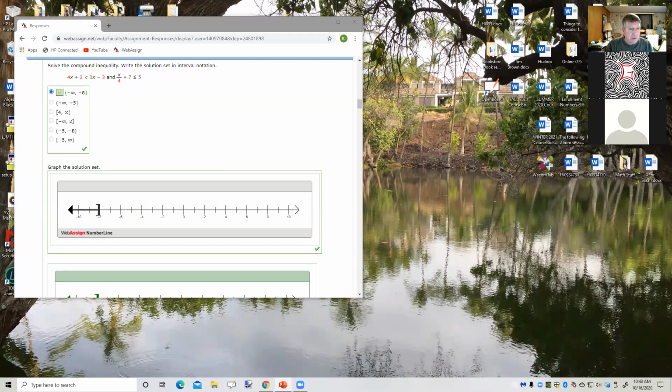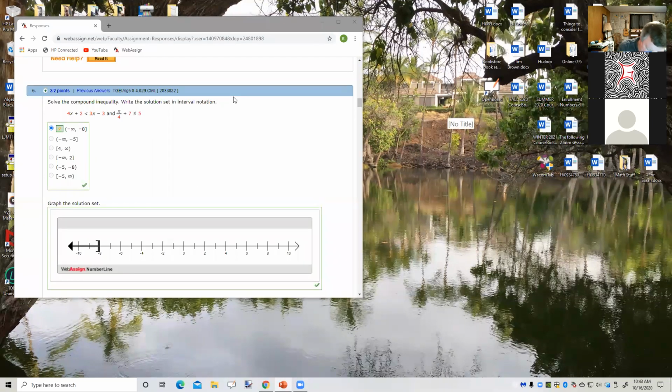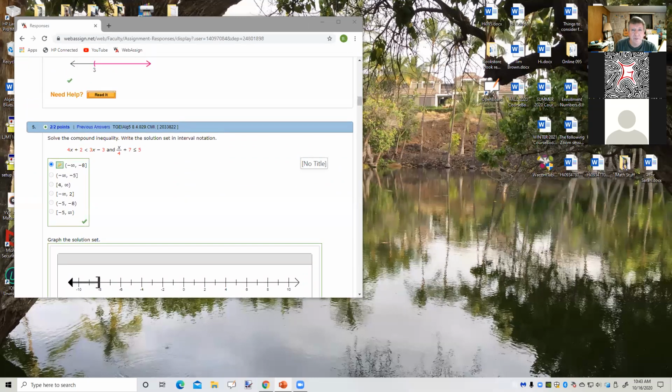Solve the compound inequality, write the solution set in interval notation. Now, I'm not sure the student asked for this one, but they got it correct. So maybe they just got lucky. I don't know, but we'll take a look at it. So we've got, let's see, which one is this? This is number 5. It says 4x plus 2 less than 3x minus 3 and x over 4 plus 7 less than or equal to 5. It looks like we're supposed to get the interval notation and then also graph it.